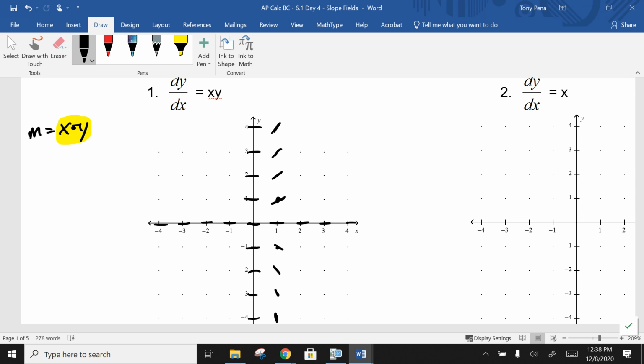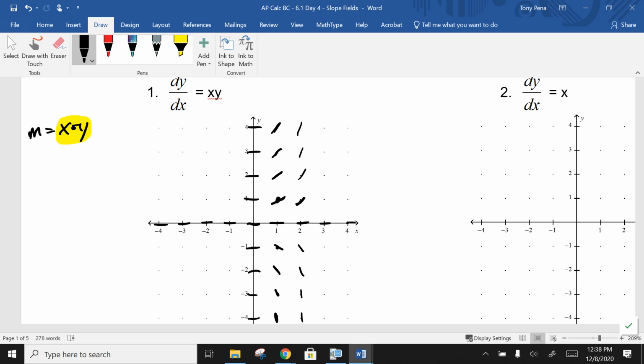We're only going to do through the 2s, so let's go to 2. 2 times 1 is 2. 2 times 2 is 4. 2 times 3 is 6, and then 2 times 4 is 8, that's pretty darn steep. And if we come down here, 2 times a negative 1 is a negative 2, negative 4, negative 6, and then negative 8.